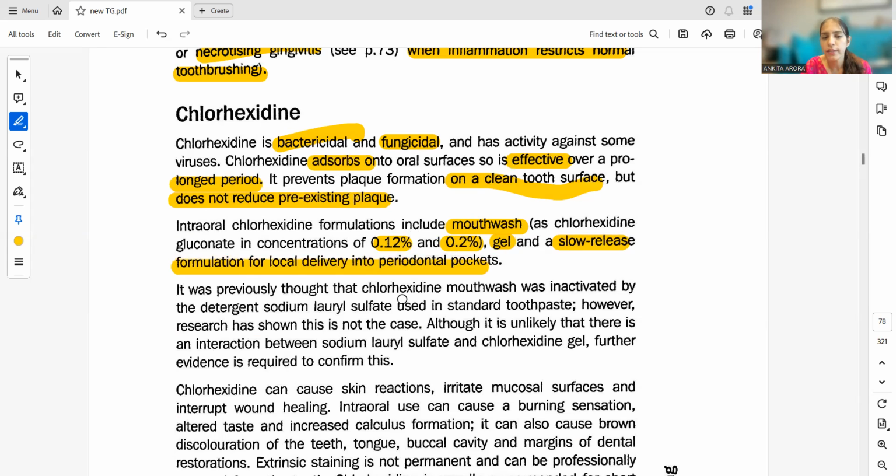It was previously thought that chlorhexidine mouthwash was inactivated by the detergent sodium lauryl sulfate used in standard toothpaste. However, research has shown that this is not the case. Although it is unlikely that there is an interaction between sodium lauryl sulfate and chlorhexidine gel, further evidence is required to confirm this.